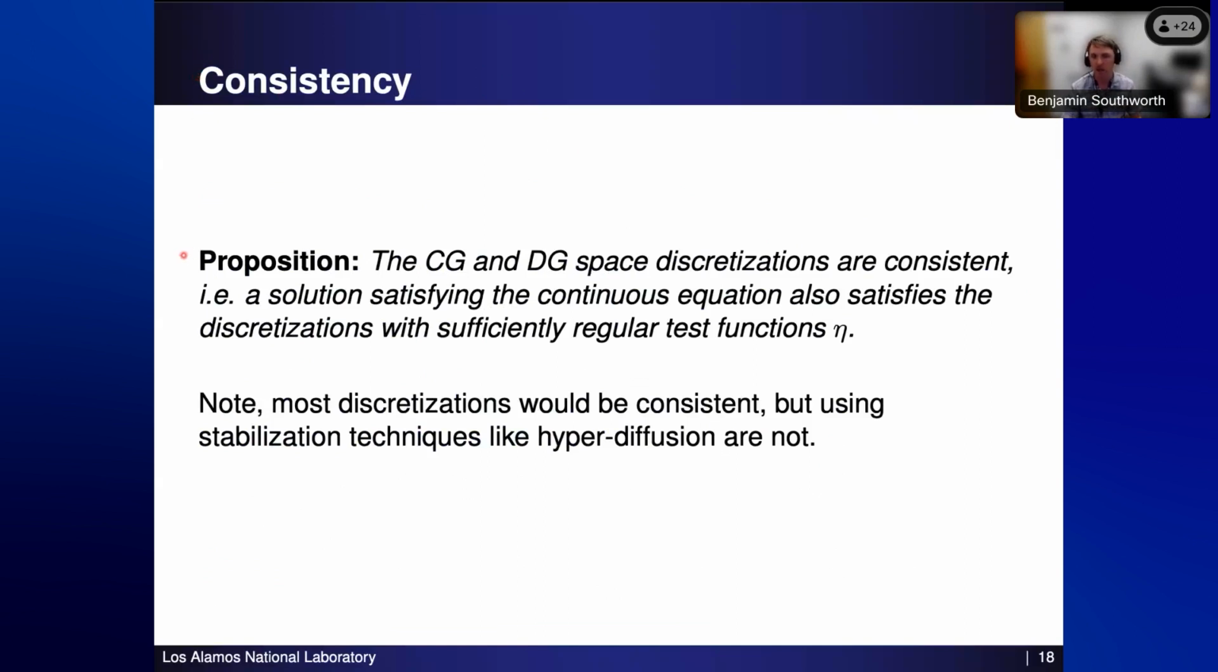So consistency, this is a simple one. We have the CG and DG spatial discretizations that we developed are both consistent in the sense that a solution satisfying the continuous equation also satisfies the discretizations in the weak form as long as you have sufficiently regular test functions. And this is not uncommon. I mean, most discretizations would satisfy this consistency property, but when you get into the realm of stabilizations, then that's not always the case, right? If you introduce some kind of hyperdiffusion or things like that, which is relatively common in plasmas, then you lose that consistency.